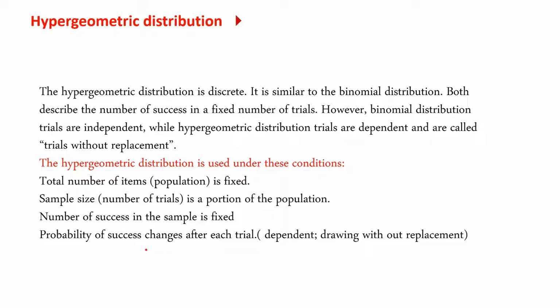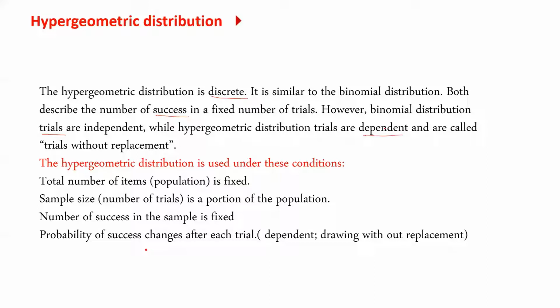Both hypergeometric and binomial distribution are discrete distributions. Both are discrete. Hypergeometric distribution and binomial distribution both describe the number of successes in a fixed number of trials. However, in binomial distribution, as we know, trials are independent, but in hypergeometric distribution trials are dependent. This is the only difference between hypergeometric distribution and binomial distribution.